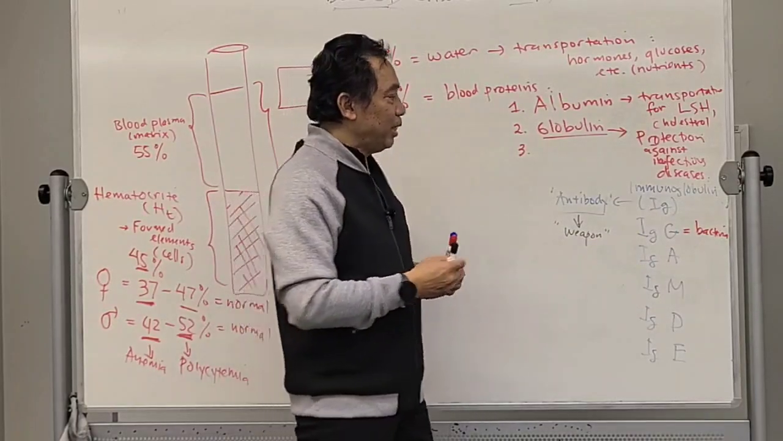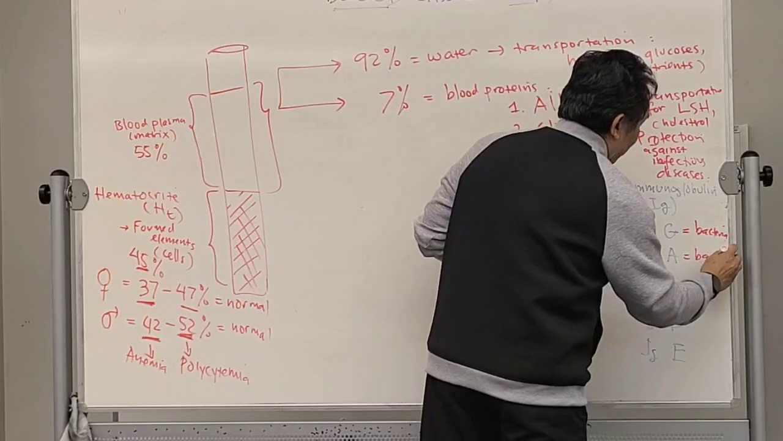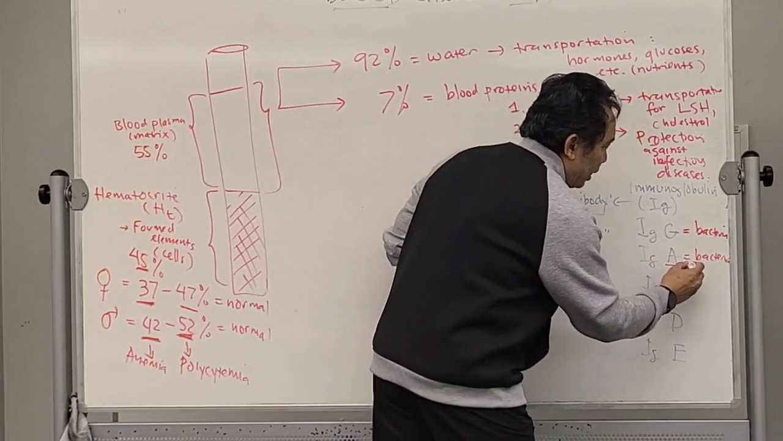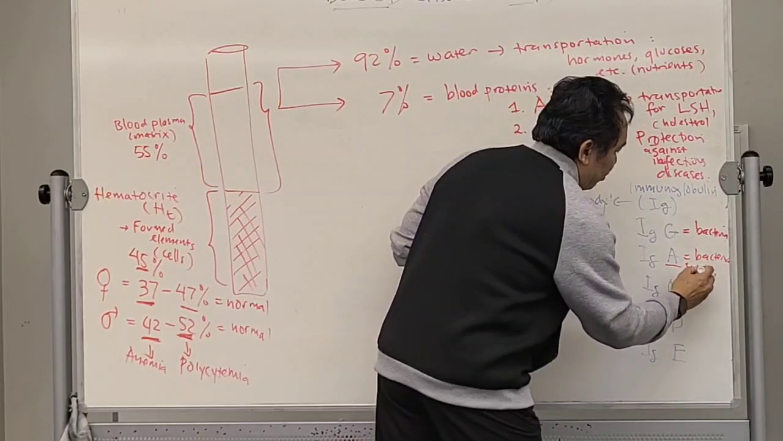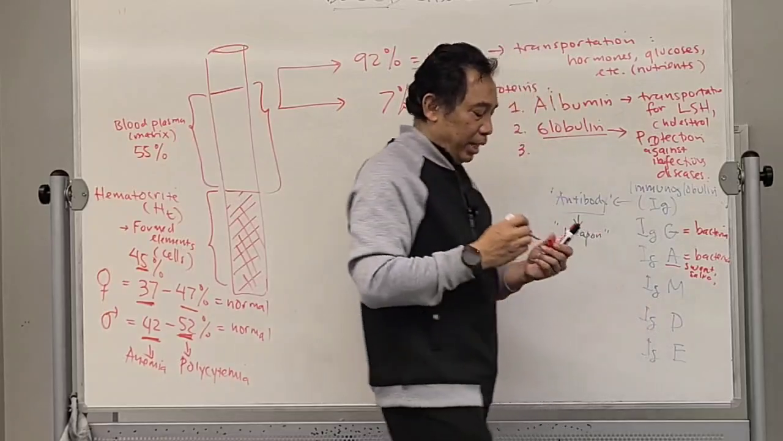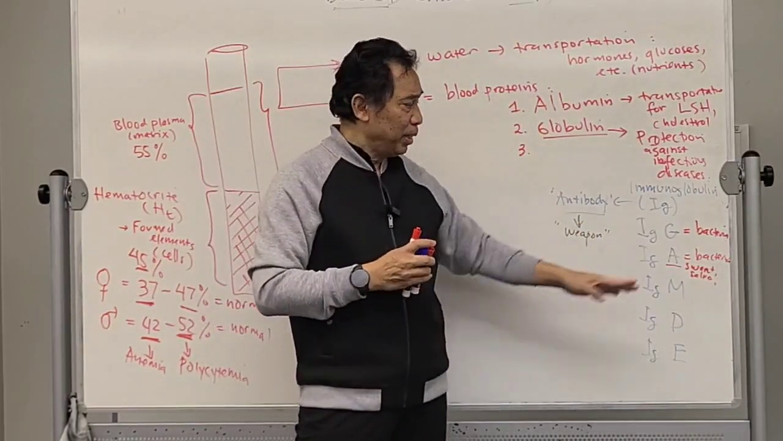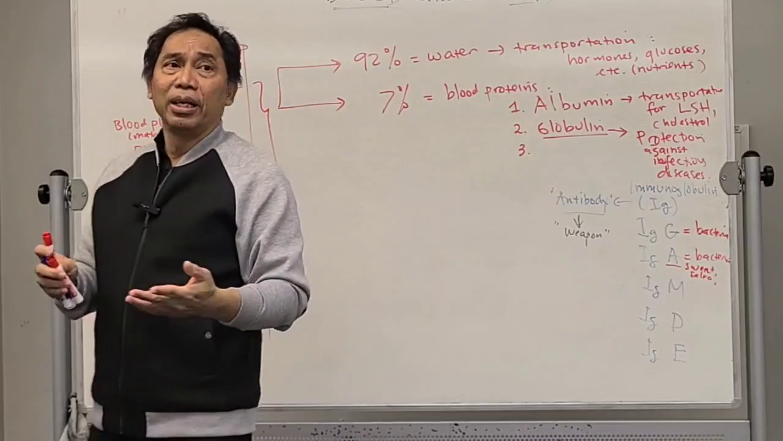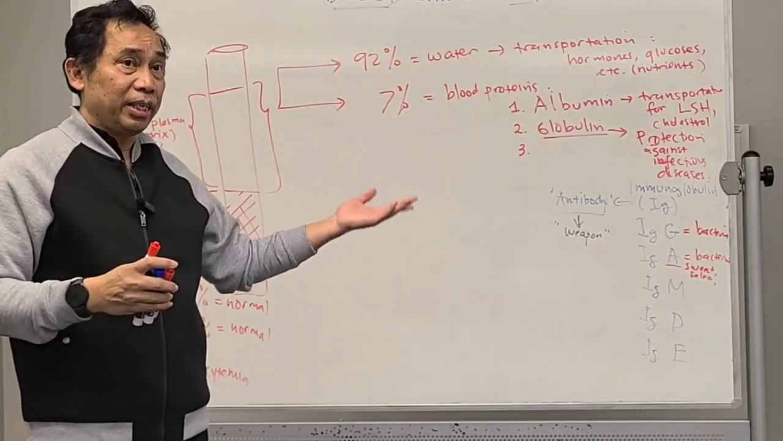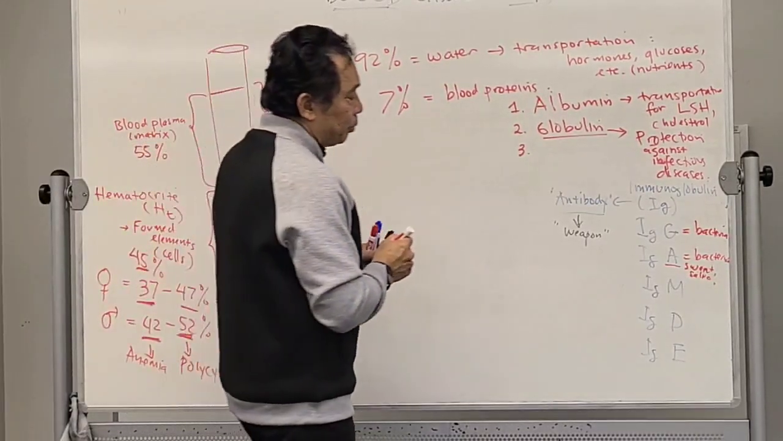Now, how about the IgA? IgA also fights against bacteria, but this one is mostly located in the sweat, saliva, right? So in the liquids that we produce, not really in the blood. Many of them are located in the sweat and in the saliva. We have a lot of IgA. It fights against infection too, mostly against bacteria. Okay.